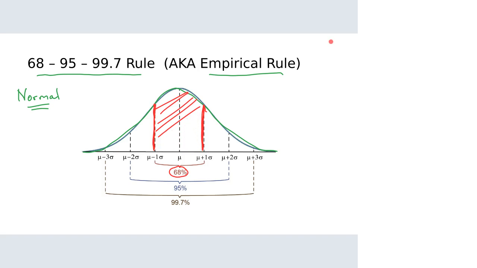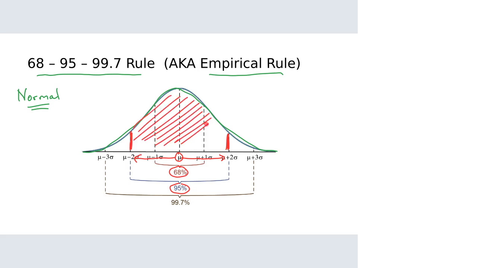The 68, 95, 99.7 rule tells us that 95% of the data is between 2 standard deviations below and 2 standard deviations above the mean. So if we start at the mean and we go over here 2 standard deviations above and 2 standard deviations below, and we're looking at this chunk right here, this rule tells us 95% of the data points are in there, between 2 standard deviations above and 2 standard deviations below the mean.